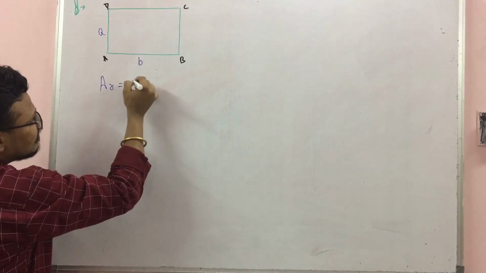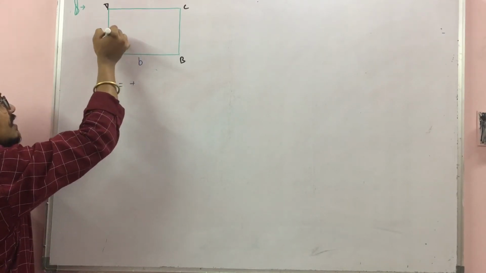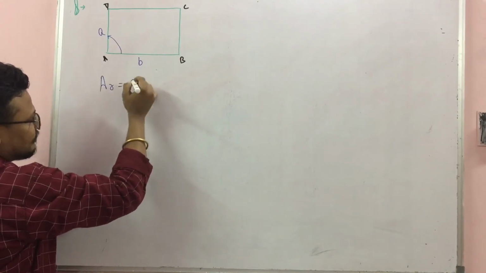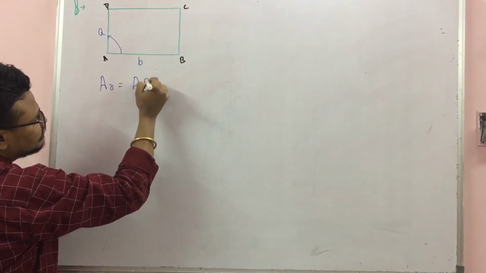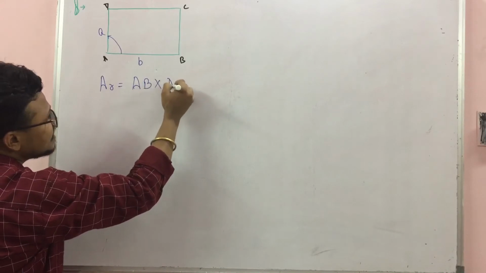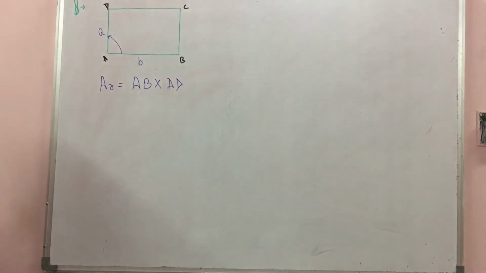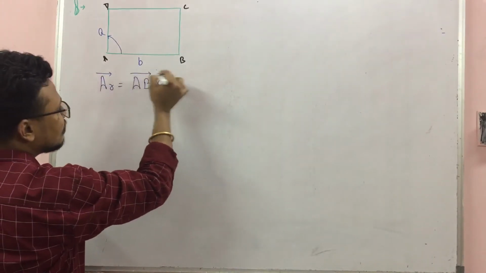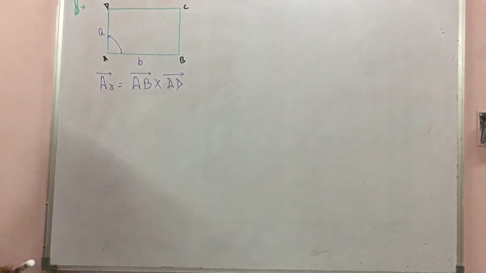Then the area vector will be plus, from here to here we went. Like this we went. Means AB cross AD. See, the area vector is AB cross AD. See how I am writing.